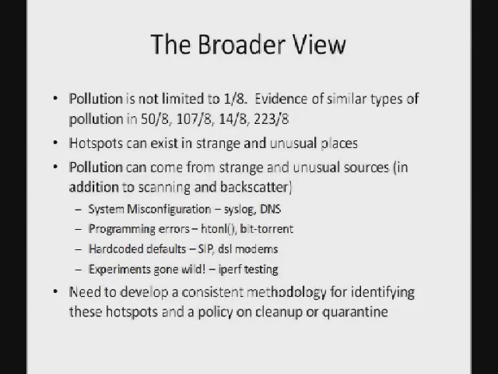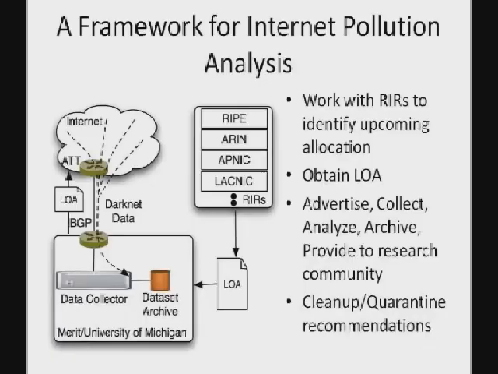So what we were trying to get towards was a consistent method for identifying these hotspots, and then perhaps developing a policy of how we quarantine these, how we try to clean them up, is it even worth our while to do this? So here's the general framework that we've used in most of our experiments. We work with the IRRs to identify upcoming allocations. We obtain clear LOAs so that AT&T won't just drop our announcements. They're our upstream, so they need a clear letter that says, yes, Merit is going to do these weird announcements.